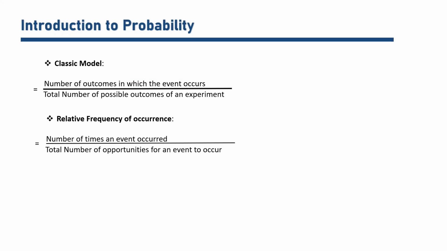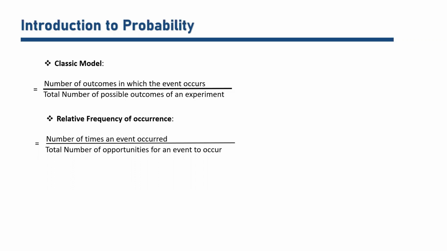We all know that probability is actually the number of outcomes divided by the possible number of outcomes of an experiment. Now there are two definitions of probability. One is the classic model, and the other one is the relative frequency of occurrence. We'll go through both of them in the subsequent slides.